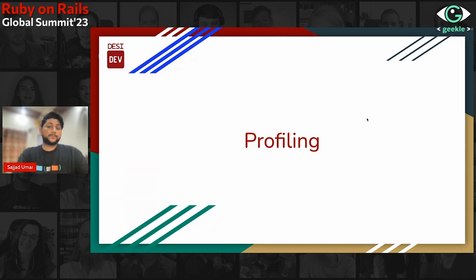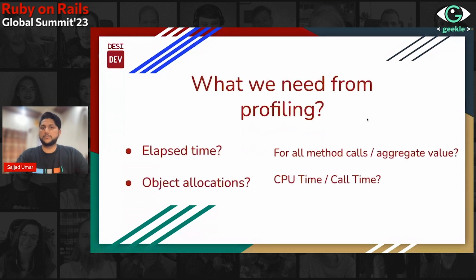So before we figure out what we can profile, we need to decide what we need to achieve from profiling. Do we need elapsed time or object allocations? Do we need time or allocation for every method call, or just an aggregate value? Do we need CPU time or just the call time?